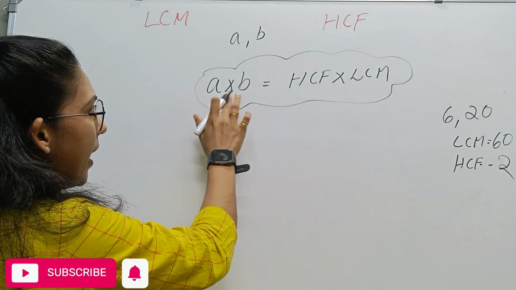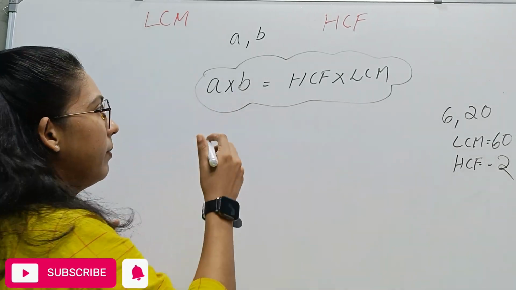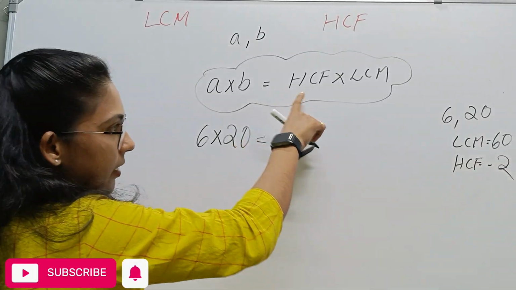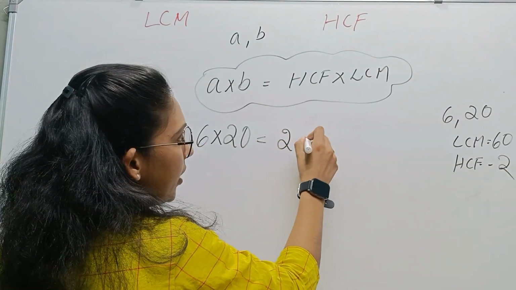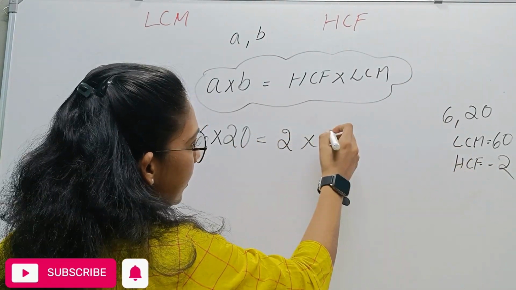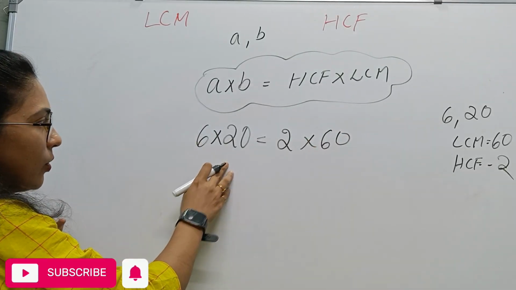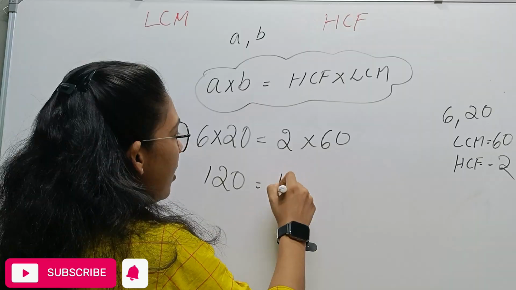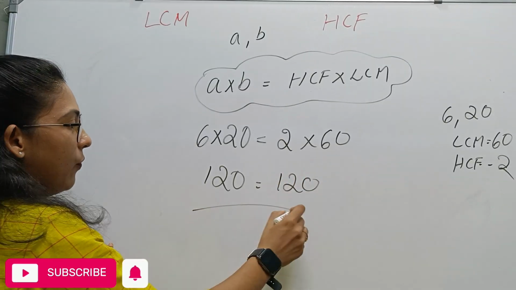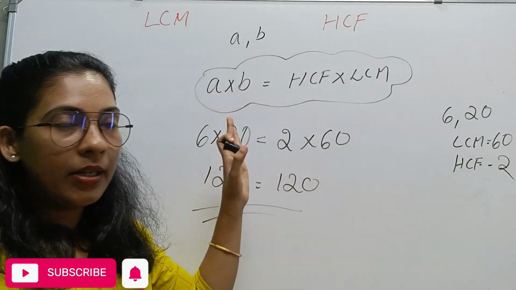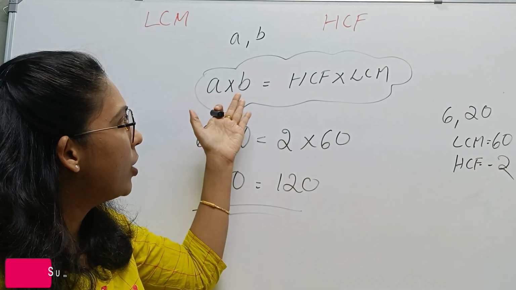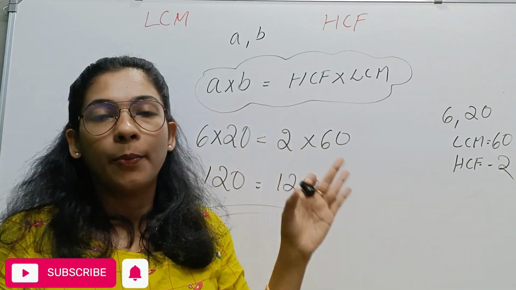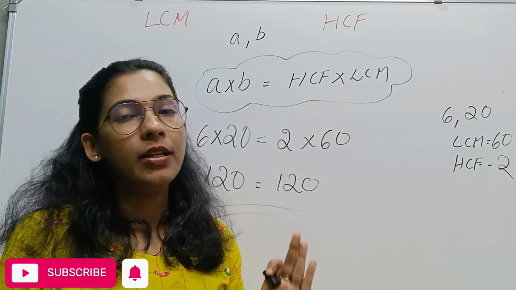Now let's verify this statement, A into B. A and B are the two numbers, that is 6 into 20, which is equal to HCF 2 into LCM 60. So 6 into 20 is 120, and 2 into 60 is also 120, hence verified. So remember this relationship: the product of any two numbers is equal to the product of their HCF and LCM.